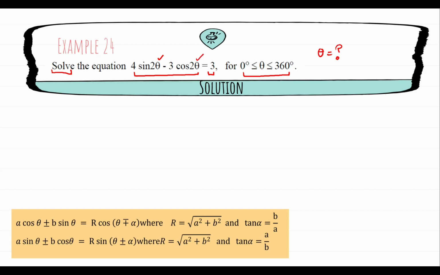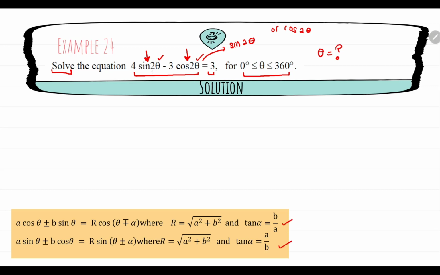Now, second thing, when we want to find θ, please take note that the given trigo is not the same term. One is sine, one is cos. So you need to express this as either sine 2θ or cos 2θ to be able to solve. When we want to state 4 sin 2θ minus 3 cos 2θ as either sine or cos, we're going to use the formula that we have learned here.